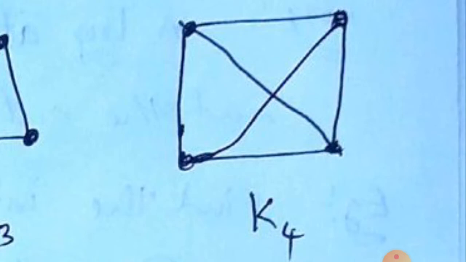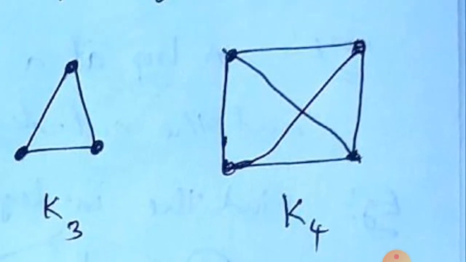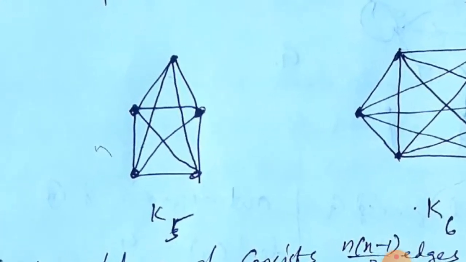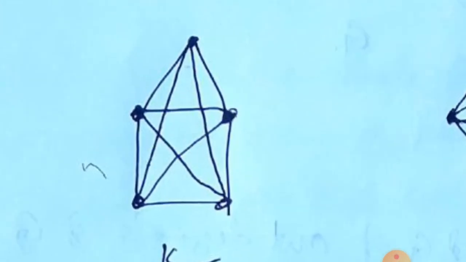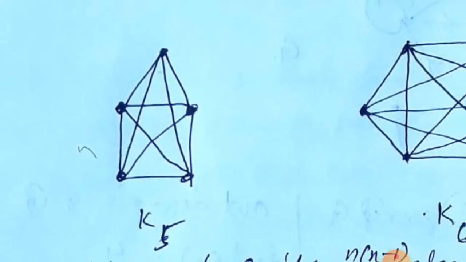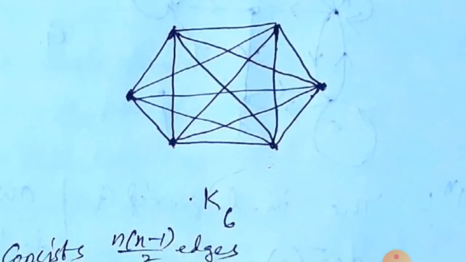Now observe K4, K4 has 4 vertices, and every vertex is adjacent to the other vertices, so that's why the degree of each vertex is 3. And observe K5, how many vertices are there? 5 vertices are there. Each vertex is adjacent to every other vertex, so each vertex has degree 4. Now in K6 the number of vertices is 6 and each vertex is adjacent to the other 5 vertices, so the degree of each vertex is 5.